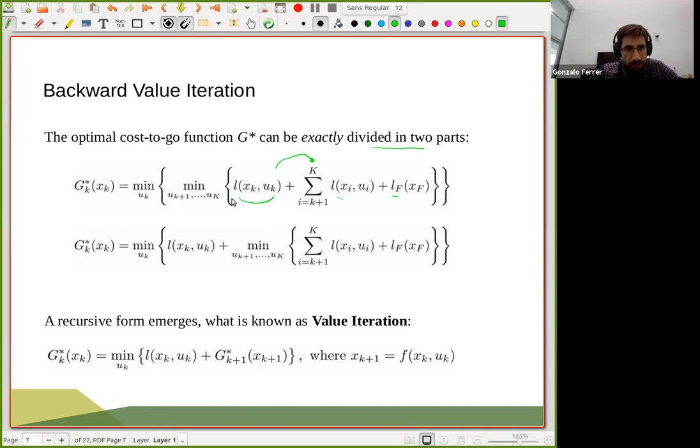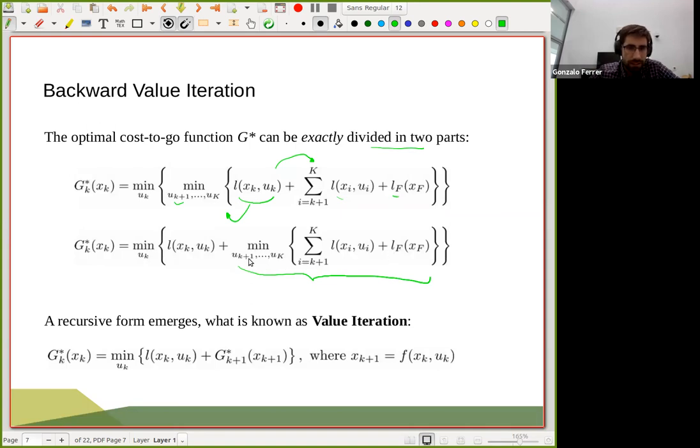So because minimization is not with respect to variable UK, then we can put it outside. And what we are looking for is a recursive form, right? We know that this happens in many other domains, but if we separate things this way, like backwards, then at the end, what we can get is a recursive form that should look familiar, right?